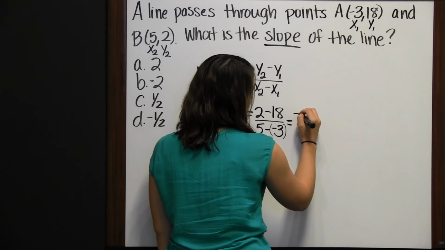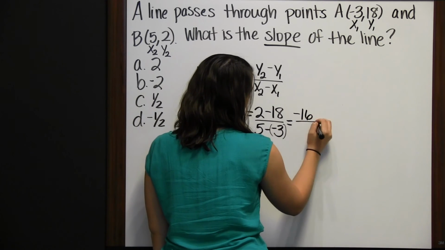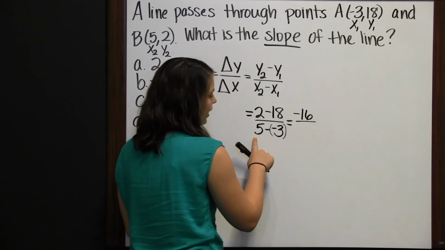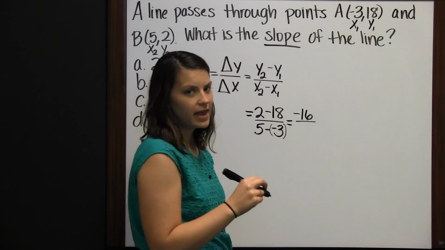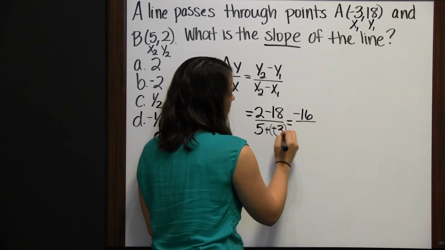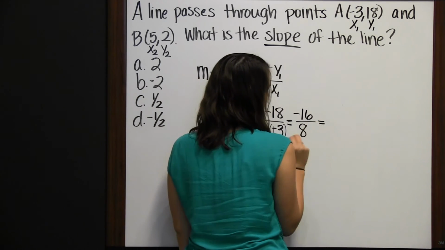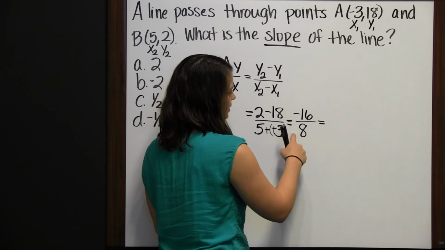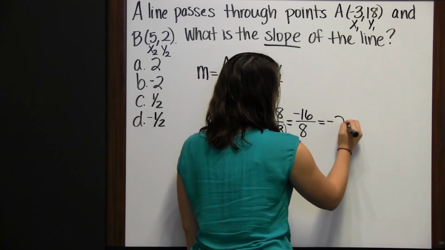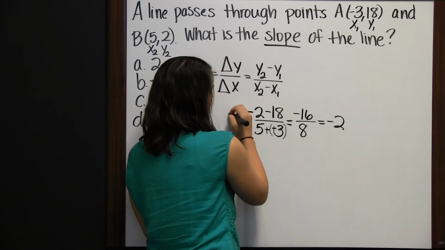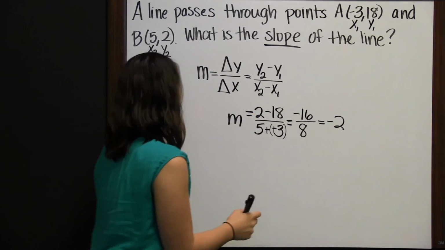2 minus 18 is negative 16 divided by 5 minus a negative 3. We can add the opposite, so that's just 8. And we can simplify that. Negative 16 divided by 8 is negative 2. So our slope is negative 2.